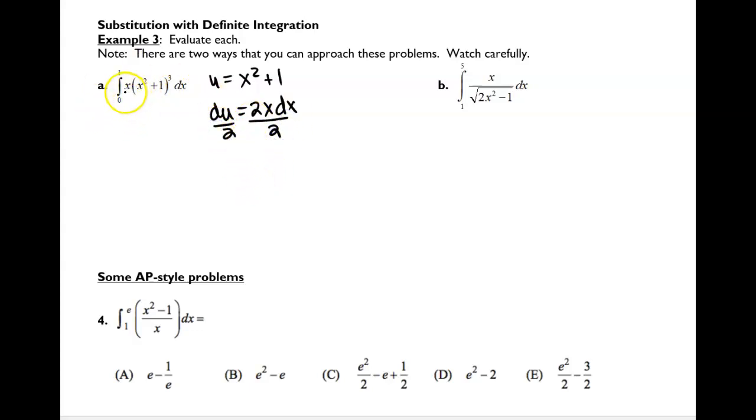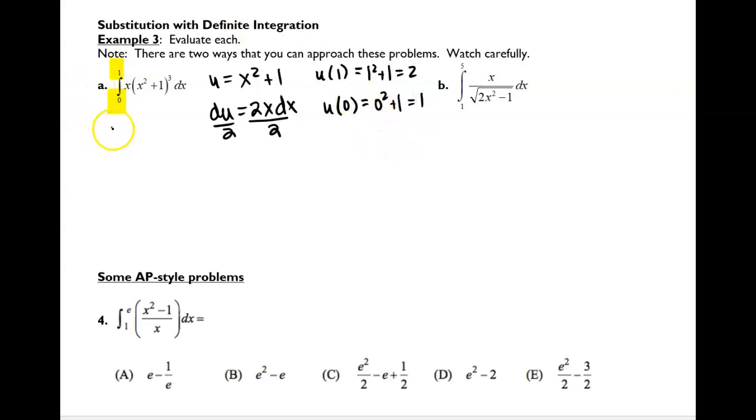Now, since we're changing the integrand to be in terms of u, we also want to change these bounds. The 0 and the 1 are right now in terms of x. We want them to be in terms of u. So what that means is we're going to plug in u of 1 and u of 0. So we're plugging the bounds into my u so that everything's in terms of u instead of in terms of x. So u of 1, I'm plugging it into this u equation, x squared plus 1. 1 squared plus 1 is 2. And u of 0 is 0 squared plus 1, which is 1.